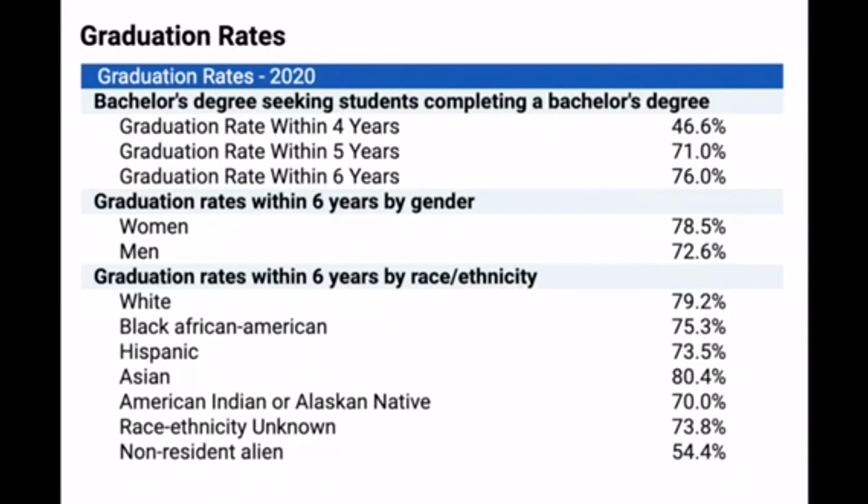For graduation rates in general, citing from the popular source, SDSU graduation rates, it is shown that women have a 78.5% graduation rate in SDSU within 6 years, compared to men having a 72.6% graduation rate within the same time period. This shows that women have a 5.9% higher graduation rate than men within 6 years in SDSU, which is a significant margin considering the large population of students reaching up to 30,000 plus at SDSU.